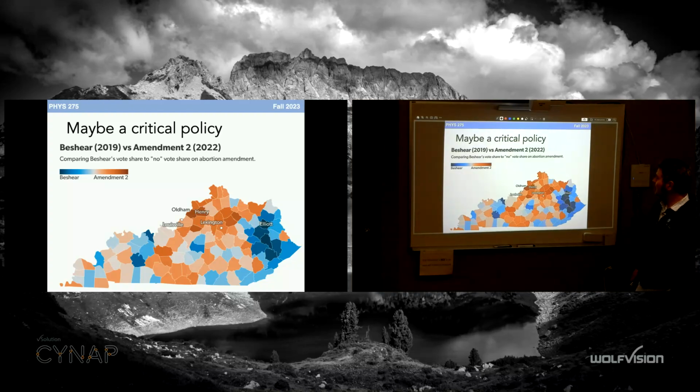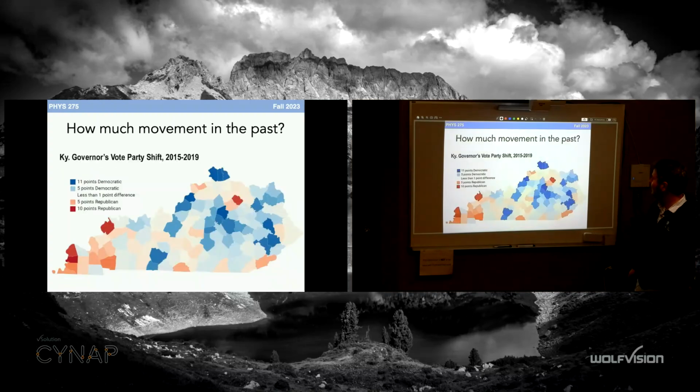Maybe it's a critical policy, right? So Amendment 2 is one that is not a terribly popular amendment, but you can see that the voting has changed, or what the ratios are. How much movement in the past? So how much shift over the last 4 years? This is the last data we have. All our data is old. 4 years is a huge amount of time. In politics, it's a huge amount of time just about anywhere, right? Big shifts happen in 4 years.